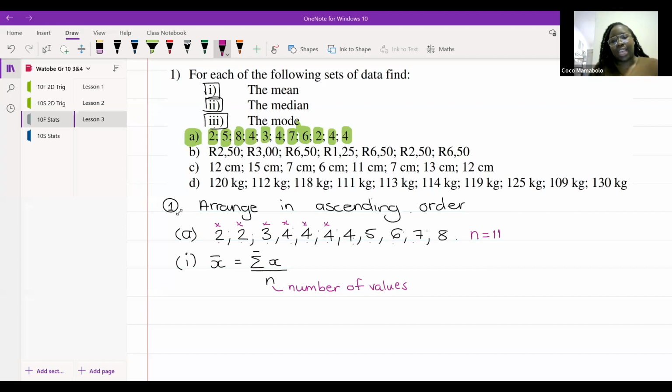But you're not done. You still need to add up. What is the sum of all my values? Let's add them up together. You need to go 2 plus 2 plus 3 plus 4 plus 4 plus 4 plus 4 plus 5 plus 6 plus 7 plus 8. How much are we going to get there?